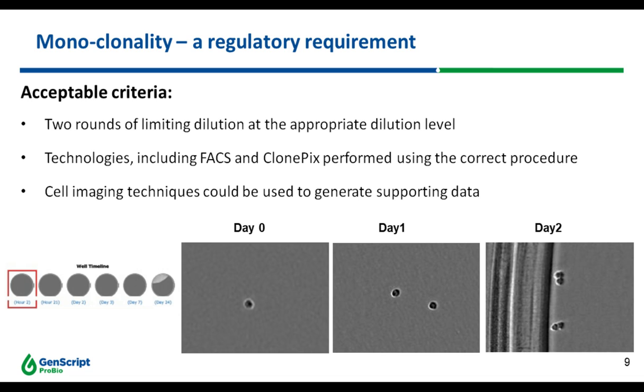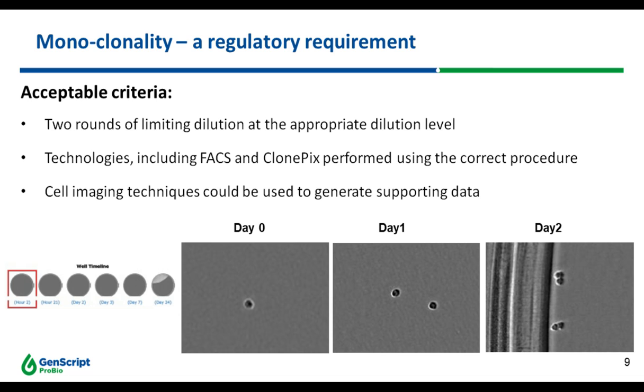And we have talked about cloning. For a cell line used for therapeutic protein production, monoclonality is a regulatory required element. And to prove this, there are mainly three criteria. If you use limiting dilution, you actually have to use 2 rounds of limiting dilution at the appropriate dilution level, so that will take much longer.